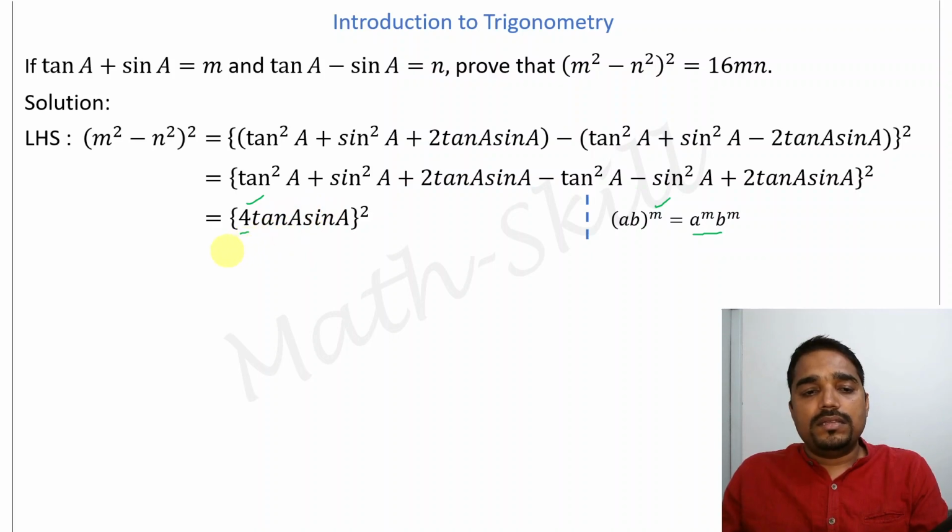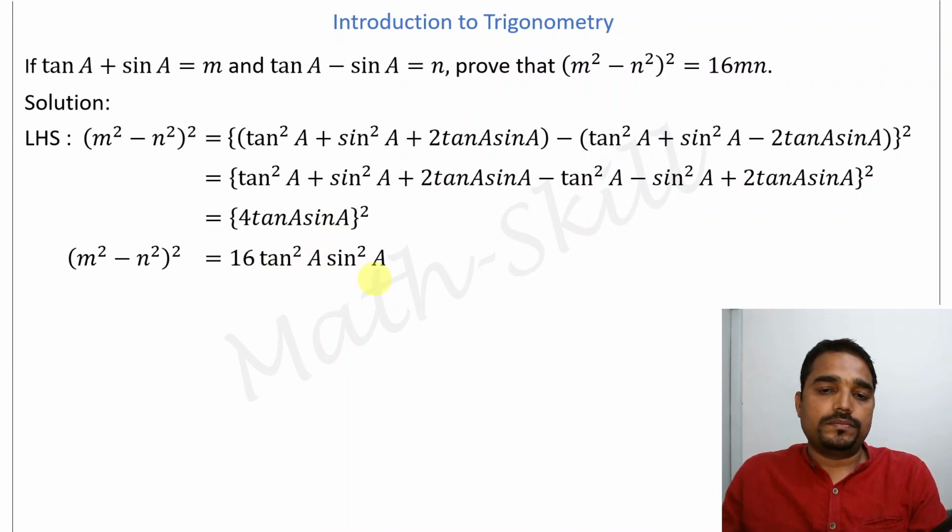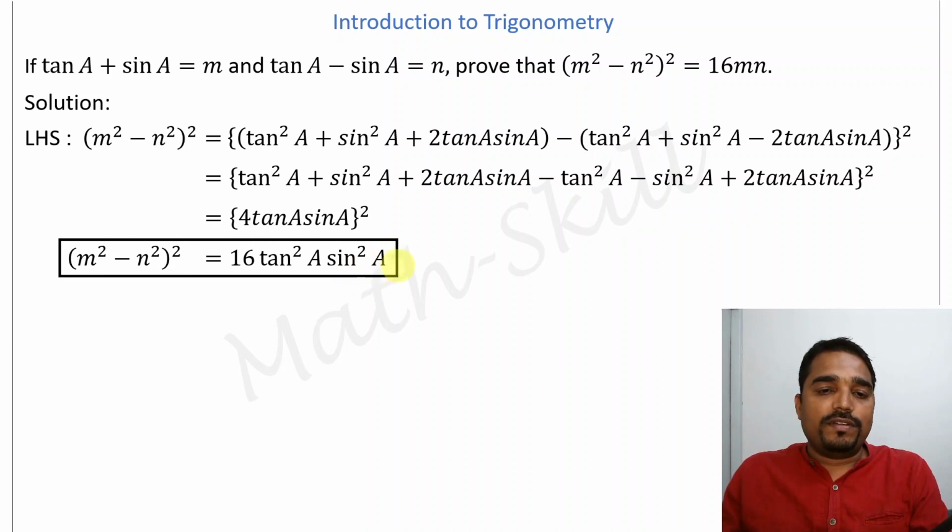That is, in the next step we would be having m square minus n square whole square is equal to 16 tan square A multiplied by sine square A. This cannot be simplified further. Let us call this equation 1.